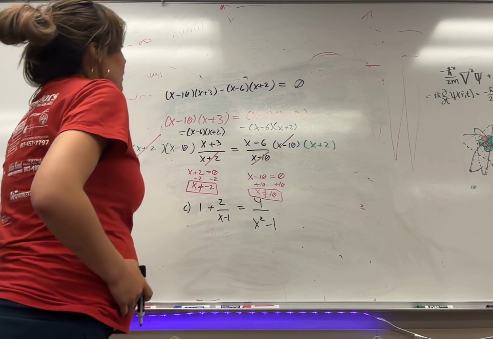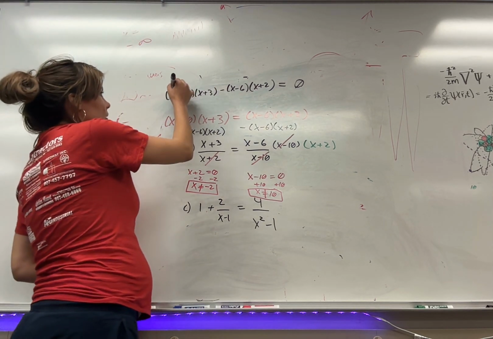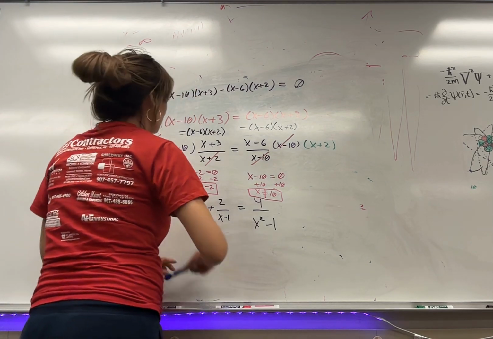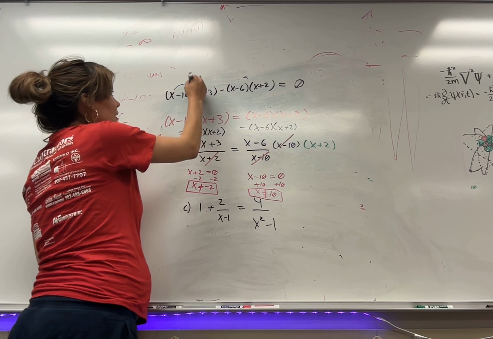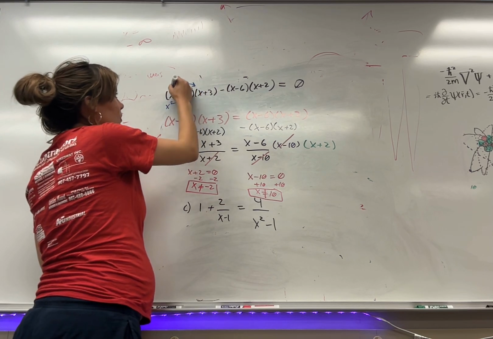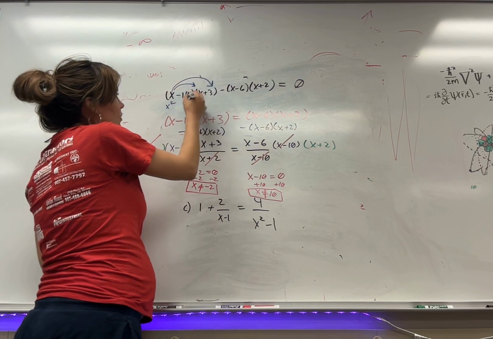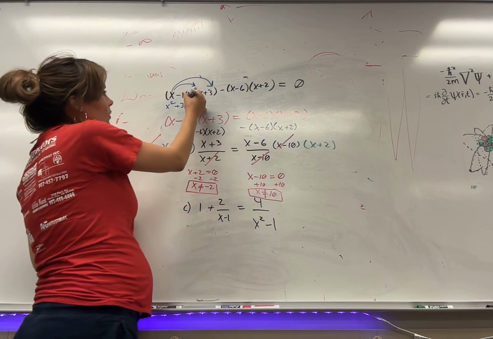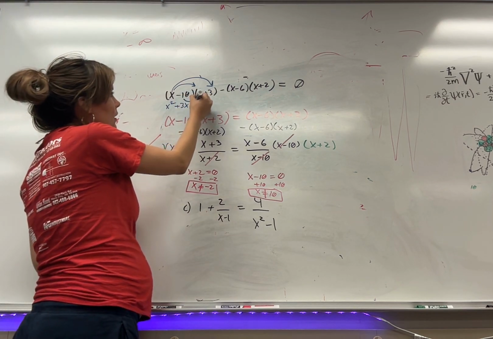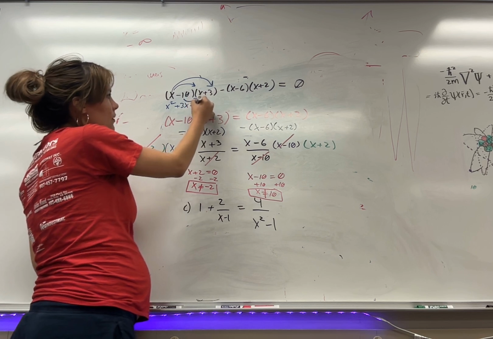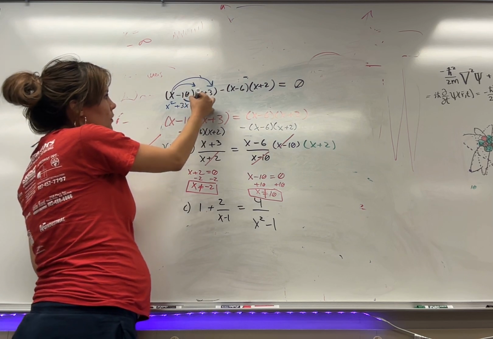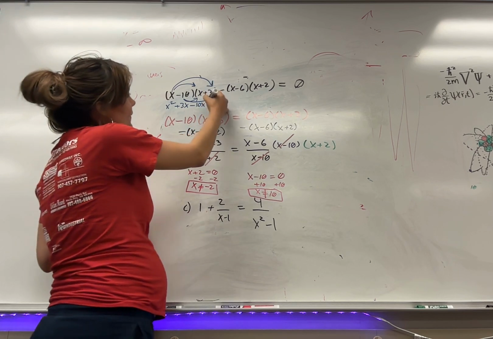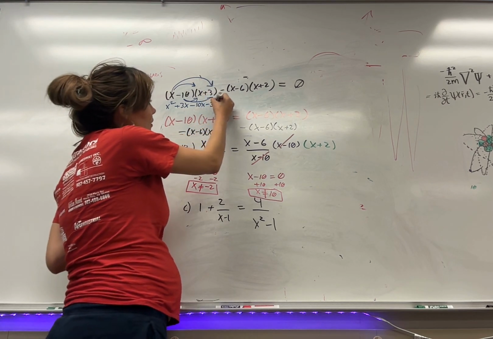Yep. So x times x, what's this gonna look like? Let's use a different color so we can track this a little easier. We got x times x, that's gonna be x squared. Then we have x times 3, it's gonna be 3x. Then we have negative 10 times x, which is negative 10x. And then we have negative 10 times 3, which is negative 30. Beautiful.